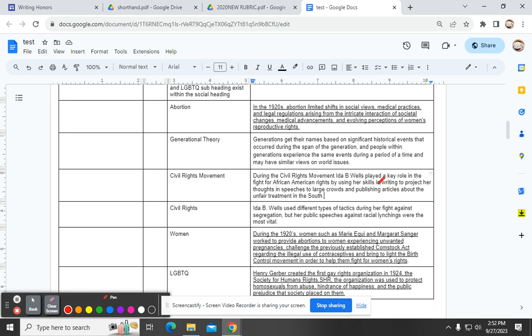This needs some work. I would say you definitely want to cut this part. Let's see. "Ida B. Wells played a key role." I would cut the key role part out. You could say Ida B. Wells wrote, published articles, and went on speaking tours. But you're going to need to actually cite something that is specific. Like, what articles are you going to actually cite?